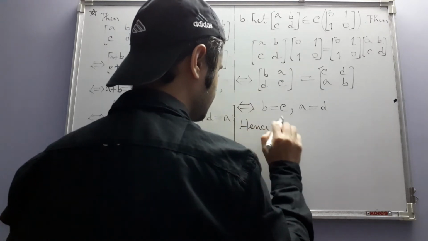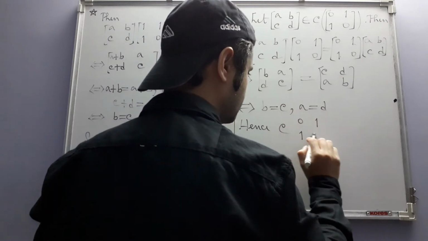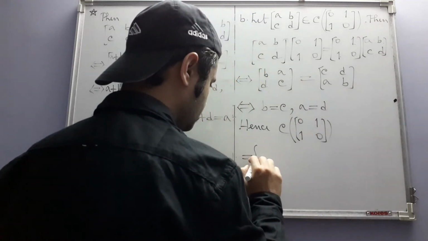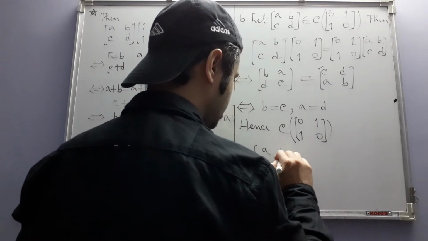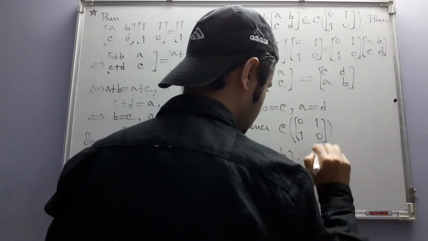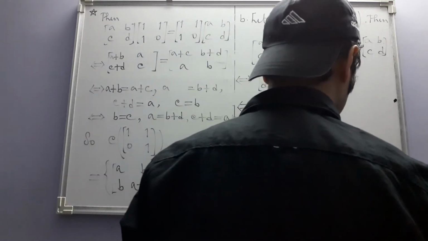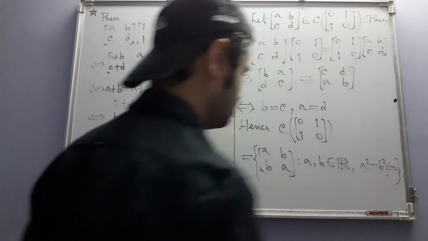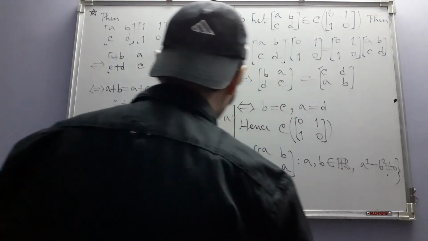Hence the centralizer of this matrix consists of matrices that look like this, where D is also the same as A, and A and B are real numbers and A square minus B square is not equal to 0 to have non-singularity. And lastly, in part C, we have to find the center.